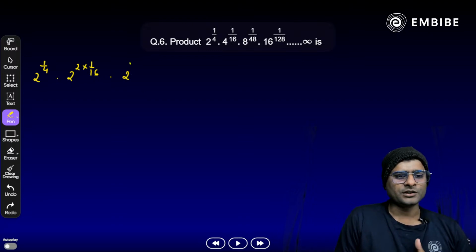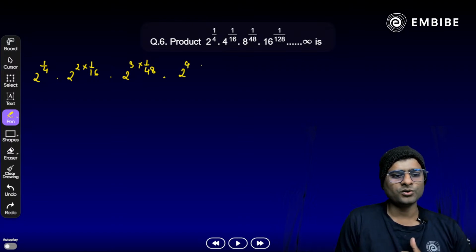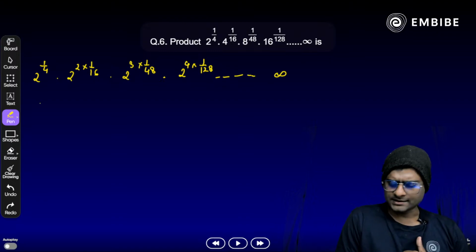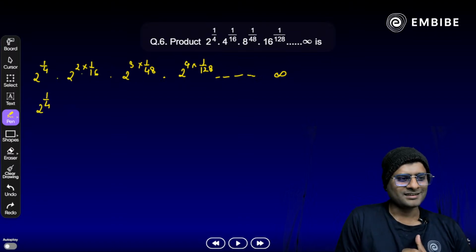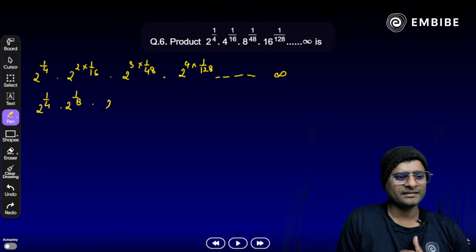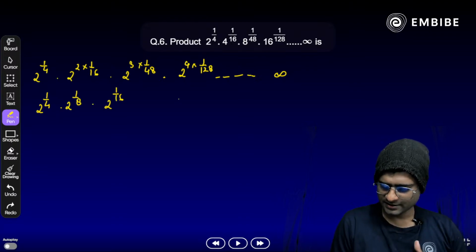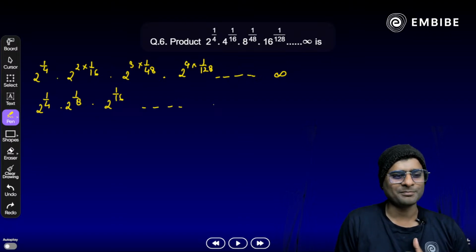Next one, 2 raised to power 3 times 1 by 48, 2 raised to power 4 times 1 by 128 here. Yes, 3 terms are enough to know the nature of the series here. Now 2 raised to power 1 by 4, write down as it is. Cancel out. What do we get here? 2 raised to power 1 by 8. Then 2 raised to power 1 by 16. All right. Okay, and so on up to infinity here.